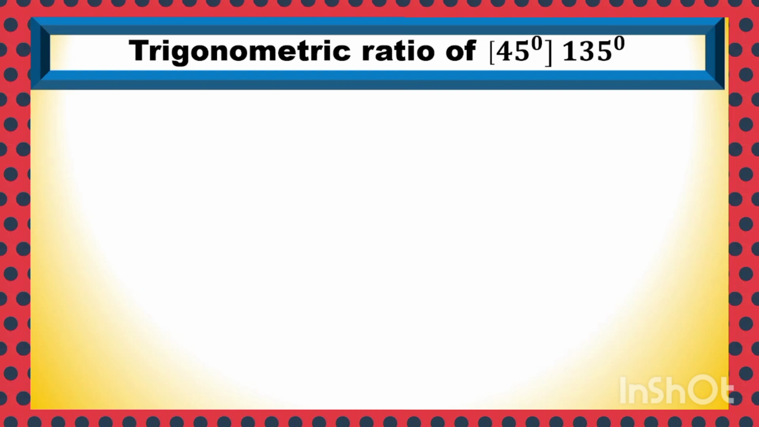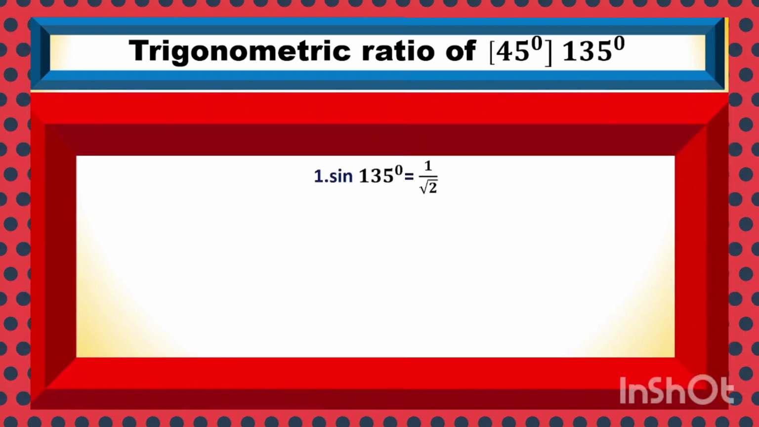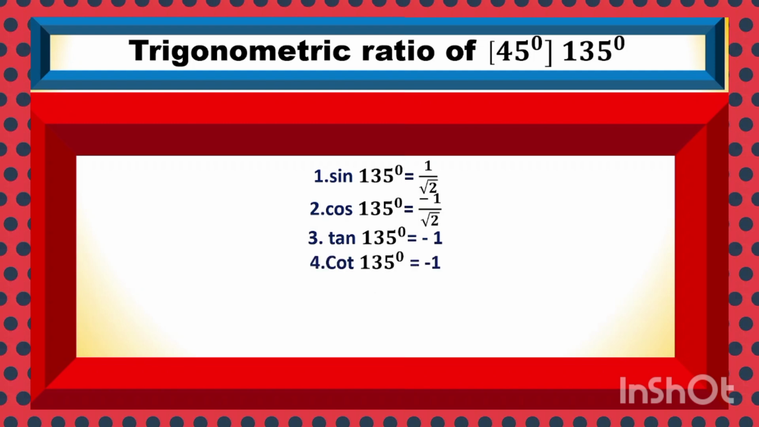Trigonometric ratio of angle 135 degree, which has a similar relation with 45 degree. In case of sin and cosec they have the same magnitude and the same sign, but in other trigonometric ratios it has the same value but a negative sign. One interesting fact and observation: sin 135 is 1 by root 2, cos 135 is minus 1 by root 2, just put the negative sign. Tan 135 is minus 1, cot 135 is minus 1, sec 135 is minus root 2, cosec 135 root 2. It has a similar relation with angle 45 degree.